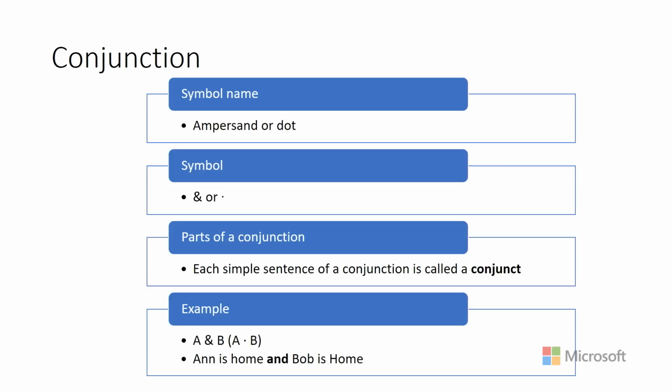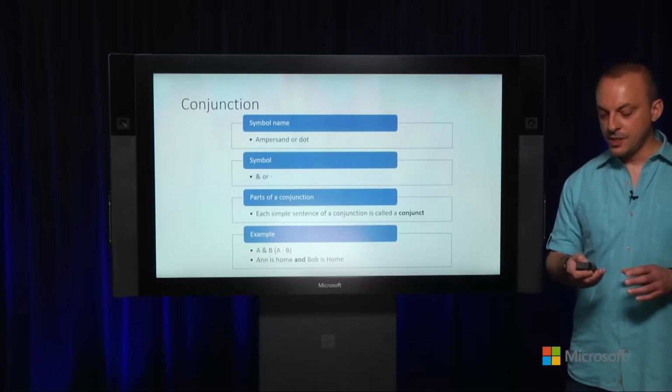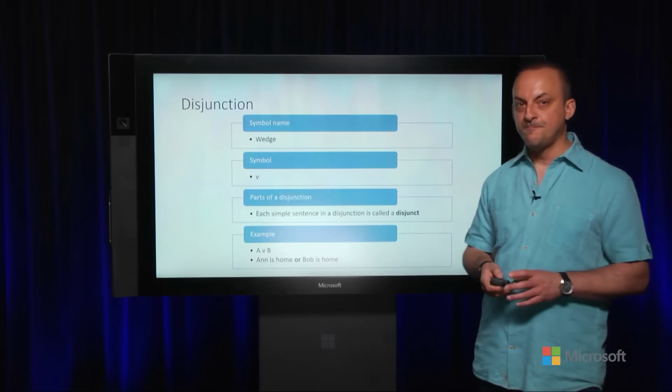By the way, you can have multiple simple statements conjoined using the symbols here, right? You could say Anne is home, and Bob is home, and Kyle is out, and Jan is swimming. Now you've got a conjunction with 4 conjuncts, and each will have its own truth value, and those will work together to give the entire conjunction a single truth value of true or false. All right, so that's the second operator that you're going to be using, conjunction. First one was negation. Now let's go to our third one.